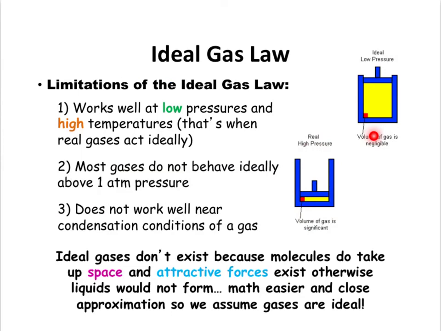So most gases do not behave ideally above 1 atmosphere of pressure. Okay, we're looking for low pressures here. And it does not work well near the condensation condition of a gas because those would be the conditions where you would start to have some attractive forces. So ideal gases really don't exist because we know that gas molecules do take up space and attractive forces do exist. Otherwise, we wouldn't get liquids. So we can actually take a gas, compress it down, and get it to be near conditions where we can actually get it to turn into a liquid. But the math is very easy with these problems, and it's a very close approximation. So we do assume gases are ideal, even though there are limitations of this law.